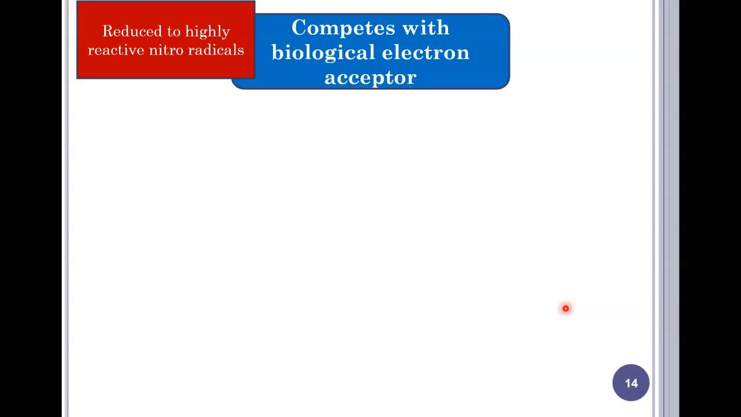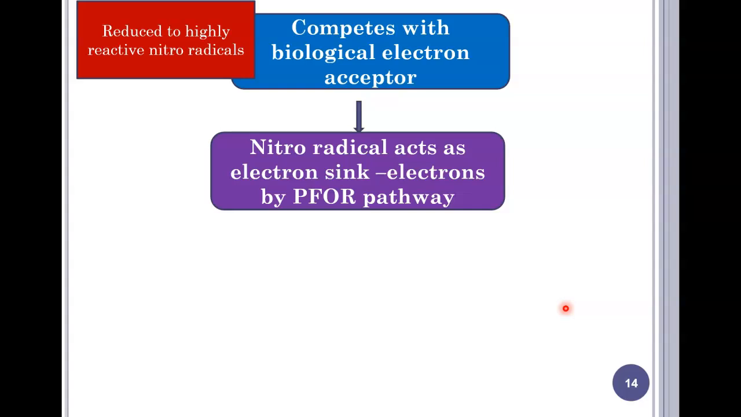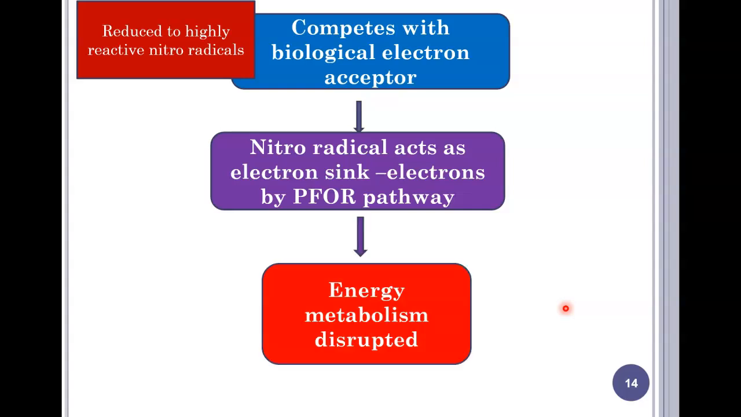So, the nitro group in metronidazole is reduced to a highly reactive nitro radical. It will compete with biological electron acceptors. The nitro radical acts as an electron sink for the electrons generated by the pyruvate ferredoxin oxidoreductase pathway. And thus the energy metabolism in anaerobes, which lack mitochondria, is disrupted.